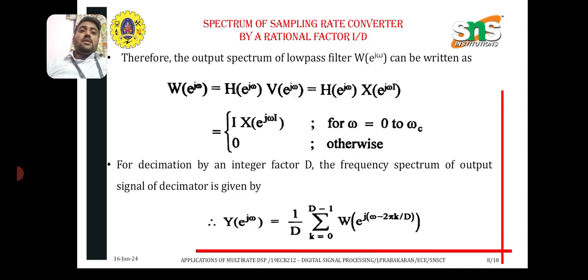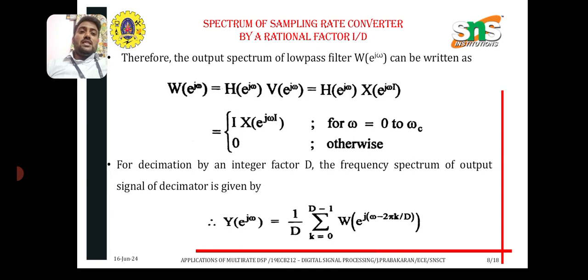Therefore, the output spectrum of the low-pass filter W of e power j omega can be written as H of e power j omega into V of e power j omega. We know V of e power j omega is nothing but capital X of e power j omega I. Here, applying this, we get I times X of e power j omega I for omega from 0 to omega c, and other than this the value is 0.